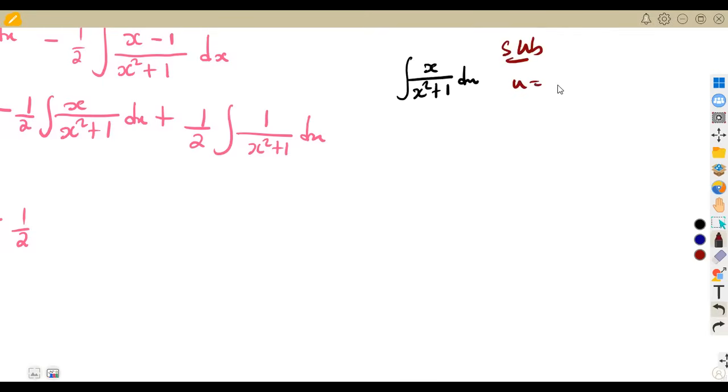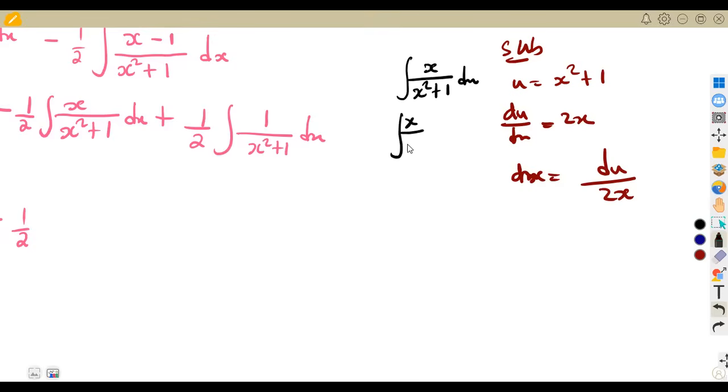So let u be equal to x squared plus 1. The derivative of u with respect to x is going to be 2x. That means dx, if we make dx the subject, is going to be du over 2x. Remember your algebraic substitution from your N5, guys. So this will be the integral of x over u, where x squared plus 1 is now represented by u, and dx is represented as du over 2x.